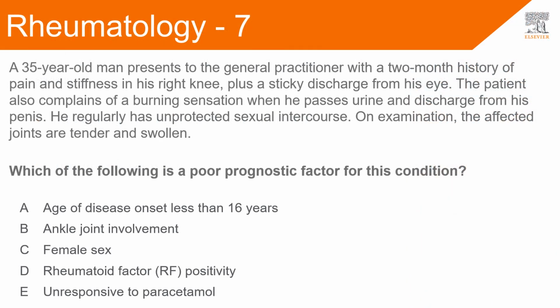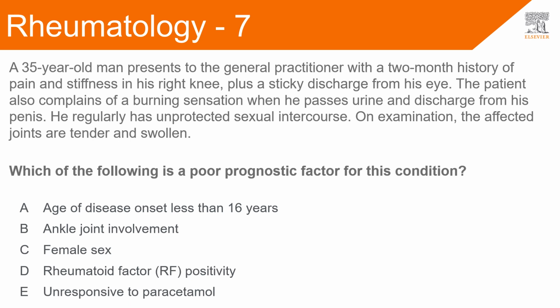Now, we've got a 35-year-old man that presents to the GP. He's got a 2-month history of pain and stiffness in the right knee. He's got a sticky discharge from the eyes. The patient complains of a burning sensation when he passes urine and a discharge from the penis. He regularly has unprotected sexual intercourse, and the affected joints are tender and swollen.